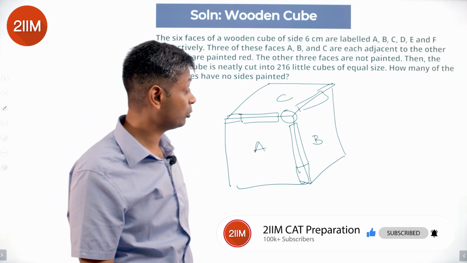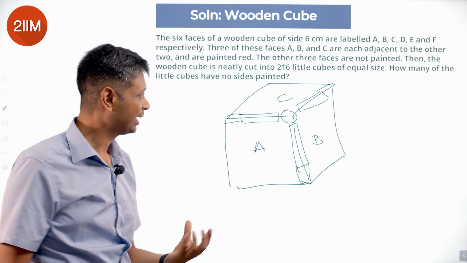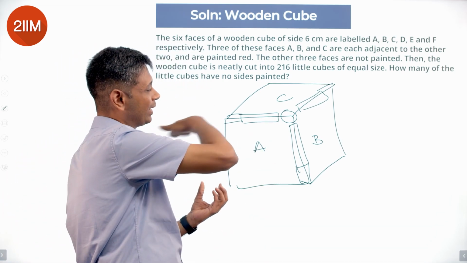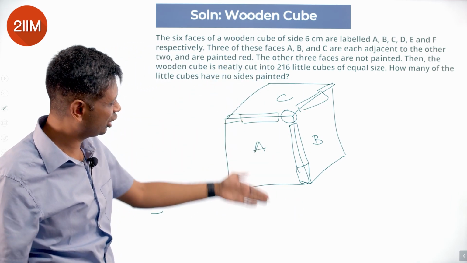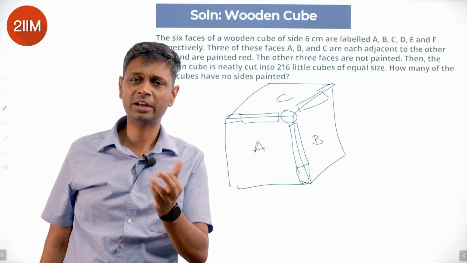Another approach says, suppose I have this with me. I cut off the top one layer. I cut off the side one layer. I cut off the front one layer. What have I got remaining with me?